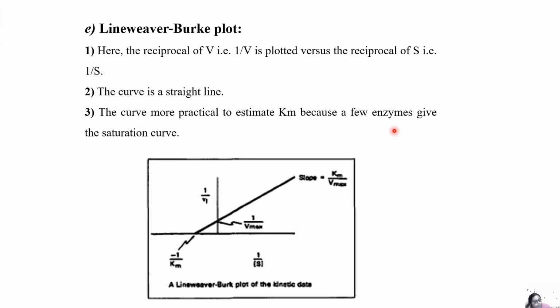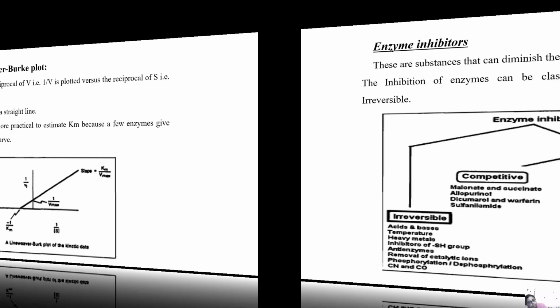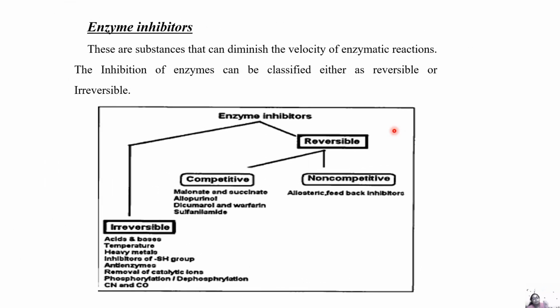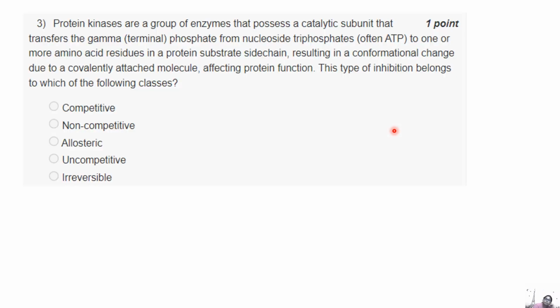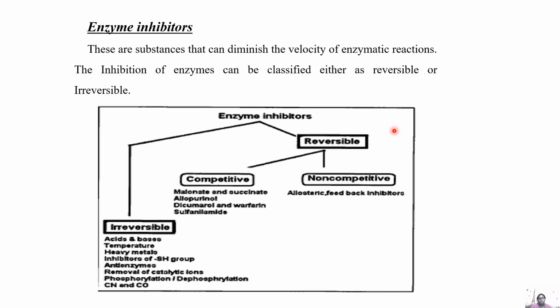Then we talk about the Lineweaver-Burk plot, which we have over here, the double reciprocal plot. We talked about the enzyme inhibitors, these substances basically that can diminish the velocity of enzymatic reactions. We've already talked about that.